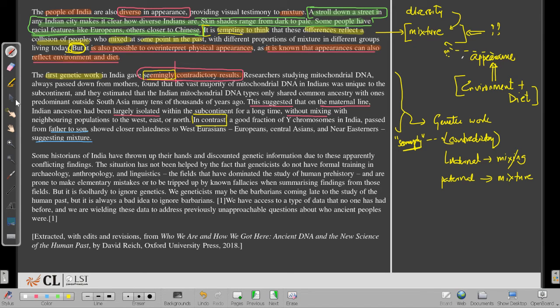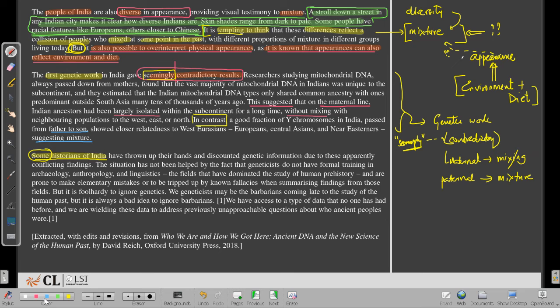Now let's look at what the third paragraph is talking about. The third paragraph talks about some historians of India. Whenever you see the words some historians in India, or some people believe, some people think, usually what happens next is the author countering that position. That is usually the case. So whenever you see some historians in India, you can immediately think, okay, the author is now going to attack whatever position they have taken.